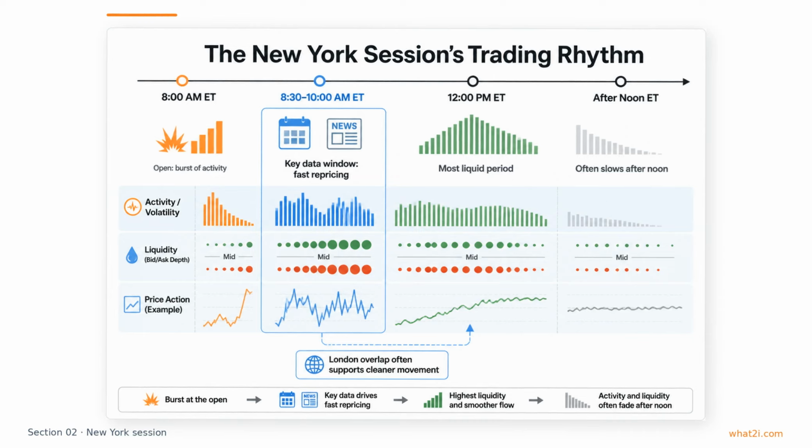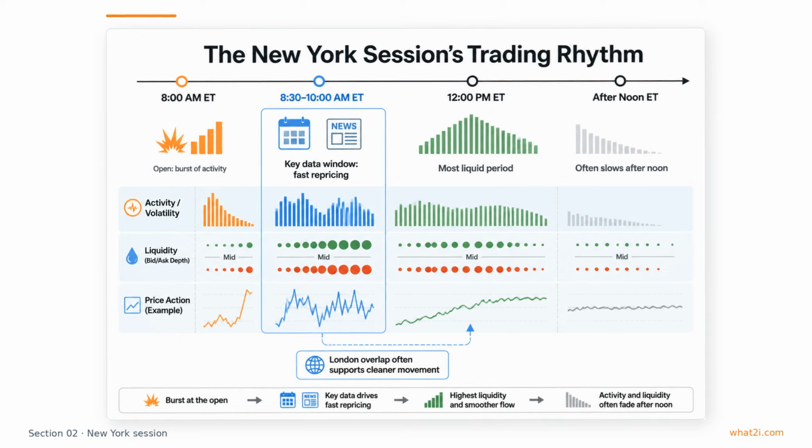since many major US releases are scheduled there. This is usually the most eventful part of the morning, and price can move very quickly if the numbers surprise. From the open through around noon, liquidity is often strongest because London is still active for much of that period. After noon, conditions often begin to slow, and the market may become less reliable for short-term momentum trading. A trader who understands this rhythm is less likely to confuse an afternoon drift with a true morning opportunity.